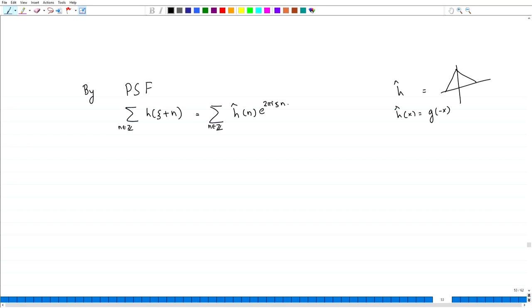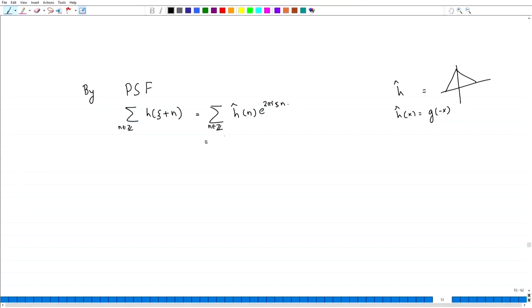So that means, what are the integers for which this h hat of n is going to survive? Only when n is equal to 0. So this is nothing but h hat of 0 and that is not equal to 1. Okay, so this implies summation n varies over Z of sin square pi (n plus alpha) divided by pi square (n plus alpha) square is equal to 1.